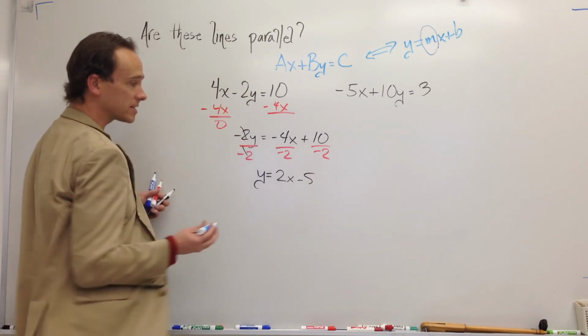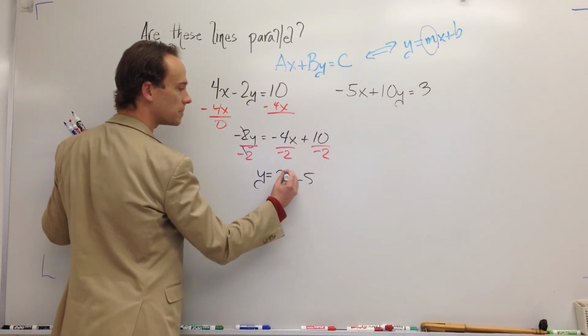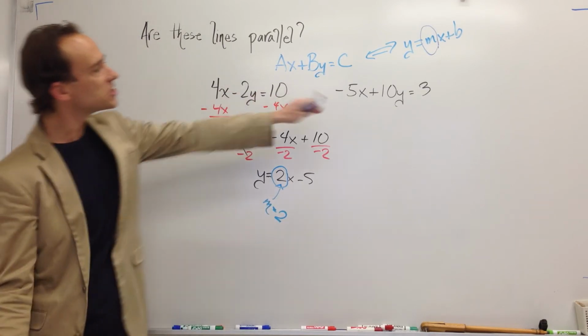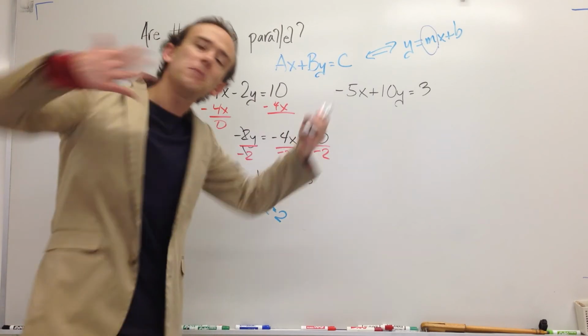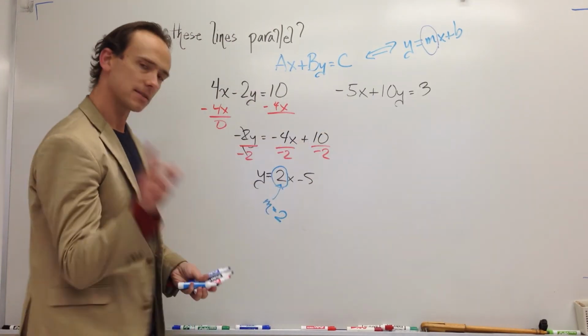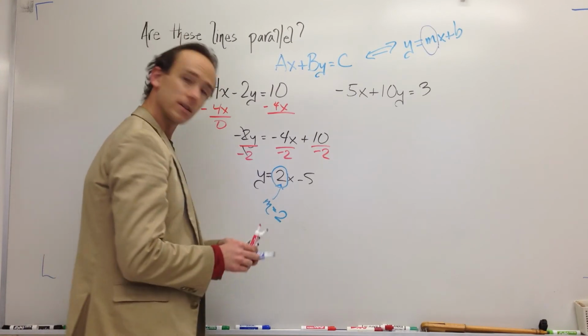So what's the slope of this line? Well, it's in slope-intercept form. So the slope is right there. M is equal to 2. Now, if this one also has a slope of 2, they'll be parallel because they got the same slope. Parallel. Same slope.